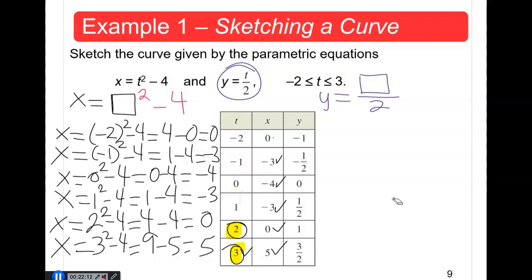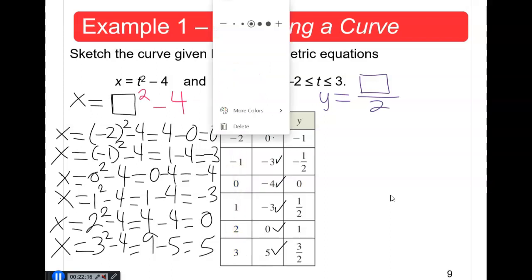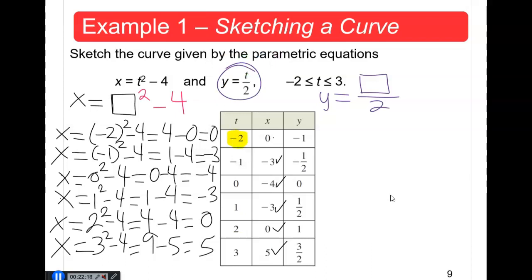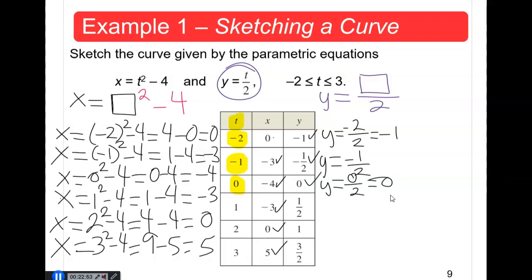So the first value assigned, we start from the top. So it's going to be -2. So we're going to say y is equal to -2 over 2, and that gives me -1. We have that already. Next, t value is -1, so we're going to substitute -1 on the numerator divided by 2, so that is -1/2. We got it. Next, t value is 0. So we substituted that into the equation for y, so that will be 0 divided by 2, and that is equal to 0. So we see that there.